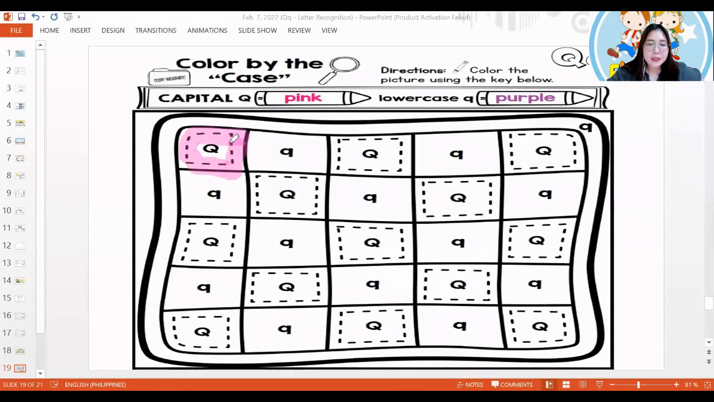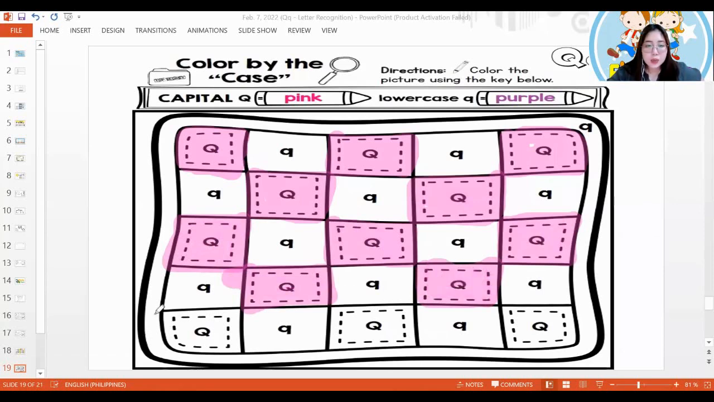Let's start with capital letter Q. And remember, we have to trace the name. Good job. Because tracing the name is very important so that our paper will not get lost. So the teacher and mommy or ate or daddy knows that the work that they have is the work that you did. So we are almost done with our capital letter Q.